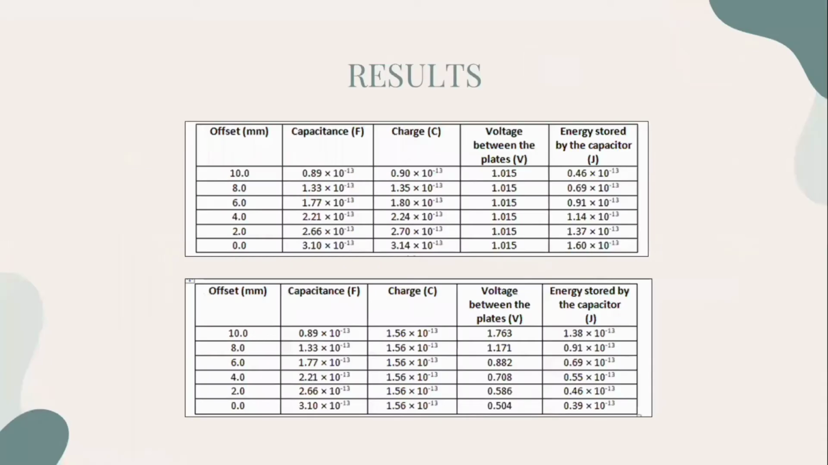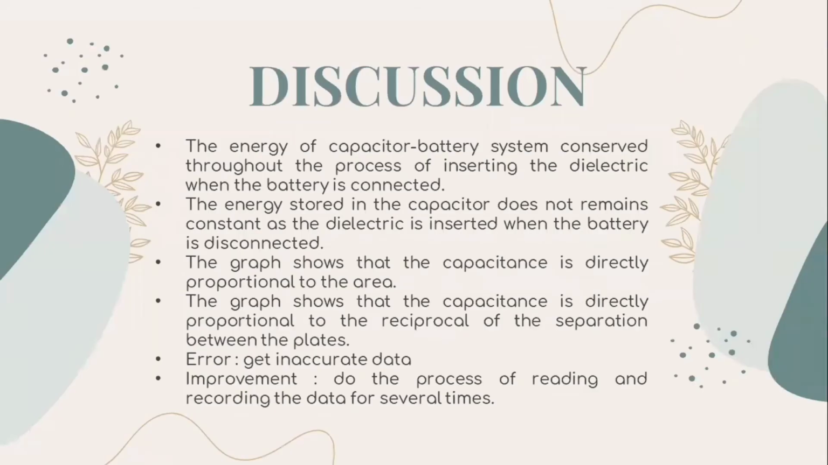In the next slide, we can see the result for the connected battery: the only thing that remains constant is the voltage between the plates. Meanwhile, for the disconnected battery, the charge remains constant. For the discussion, we get to know that the energy of the capacitor-battery system is conserved throughout the process of inserting the dielectric when the battery is connected.